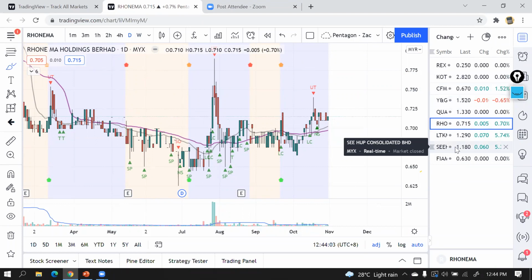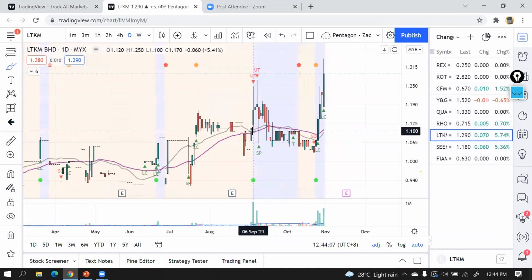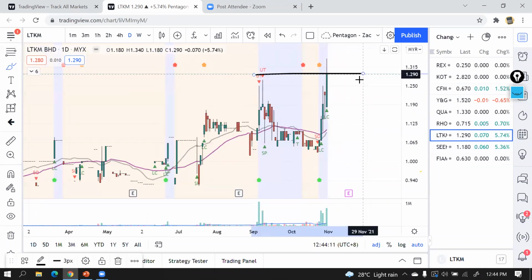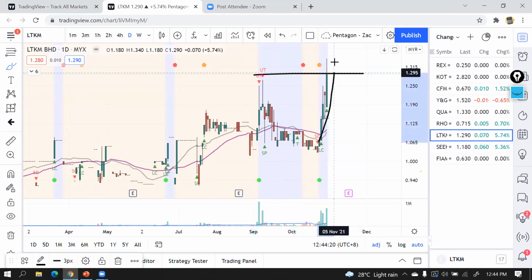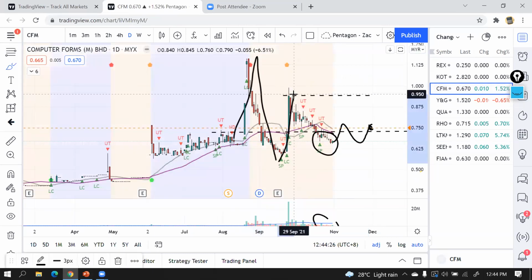Okay, to look for the next trades. LTKM, I think this one is still quite early. But anyway, already LC, I think it is a bit risky for you to trade, because lots of times, if you look into some of the COB counters I shared with you all, sometimes after one LC they can push back down again. CFM is one example, right here, pushed back down again. LC pushed back down again.